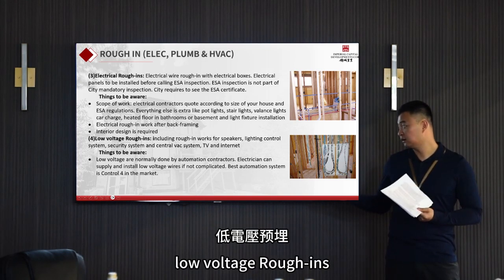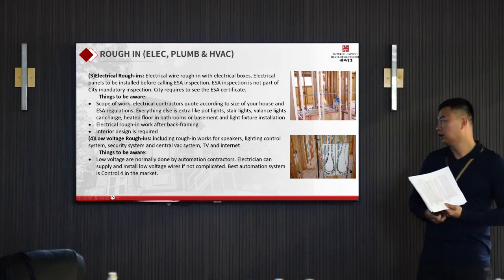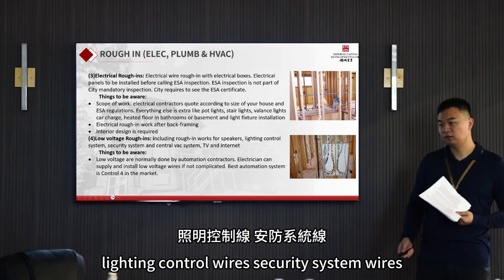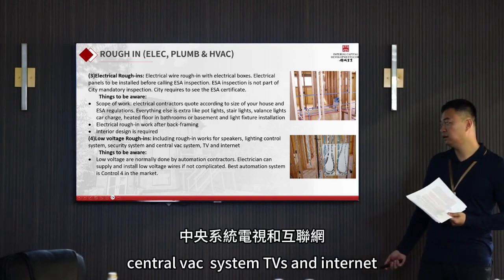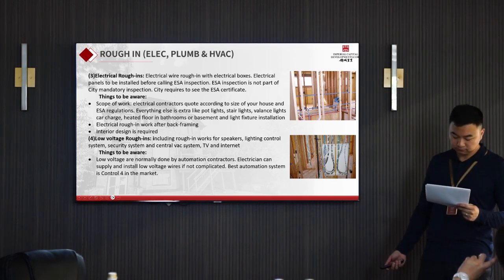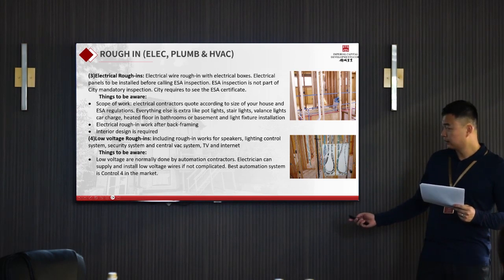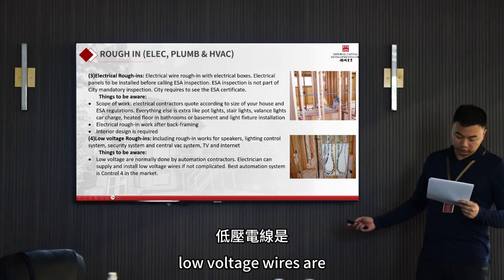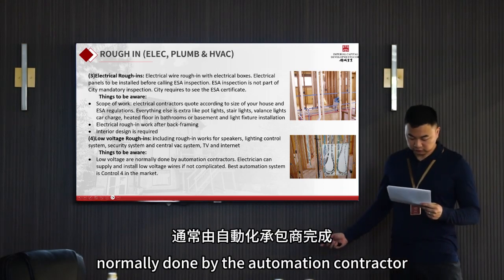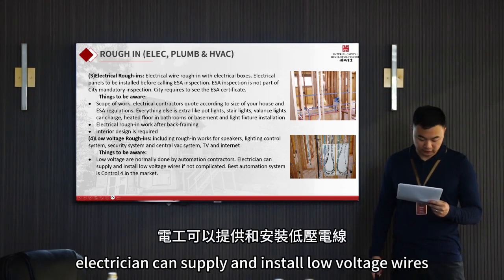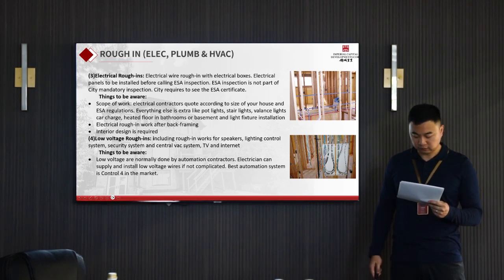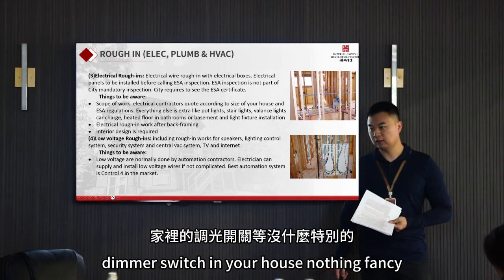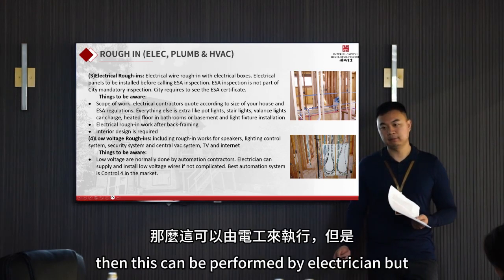Low voltage roughings. That includes your speaker wires, lighting control wires, security system wires, central vac system, TVs, and internet. Things to be aware of: low voltage wires are normally done by the automation contractor. An electrician can supply and install low voltage wires if it's not complicated.